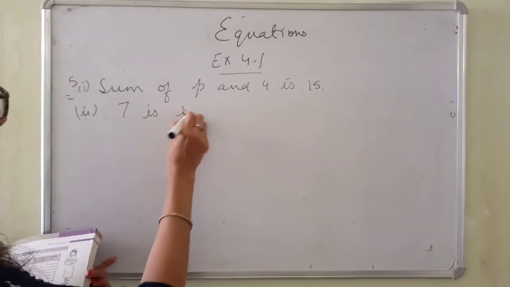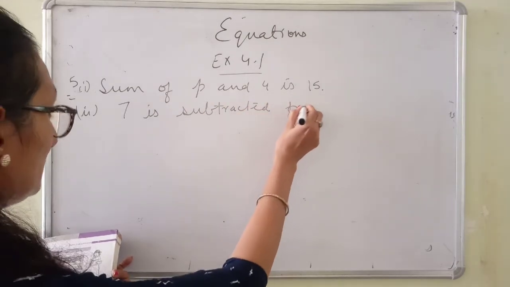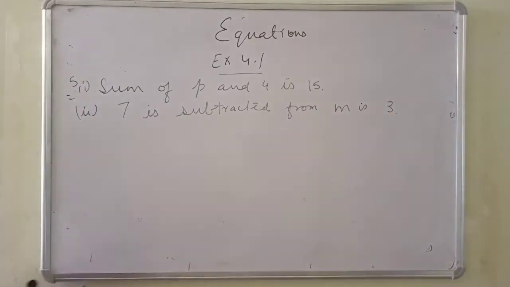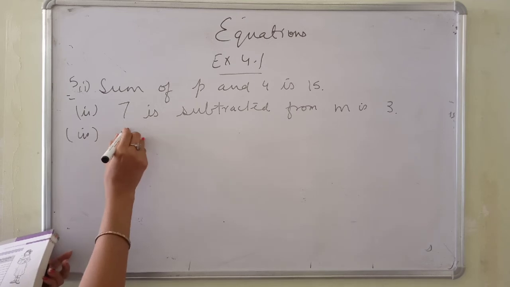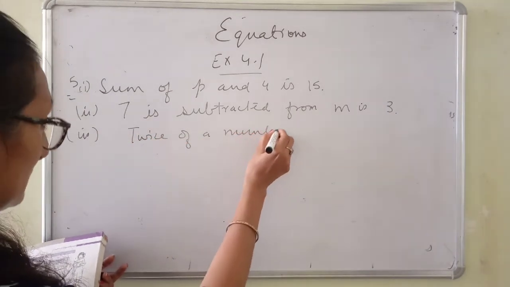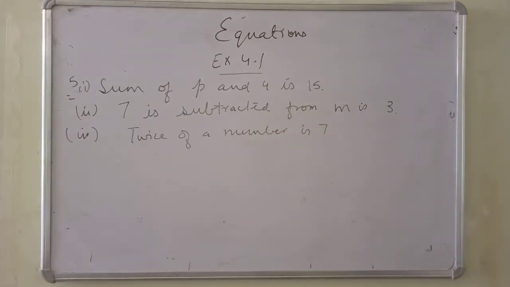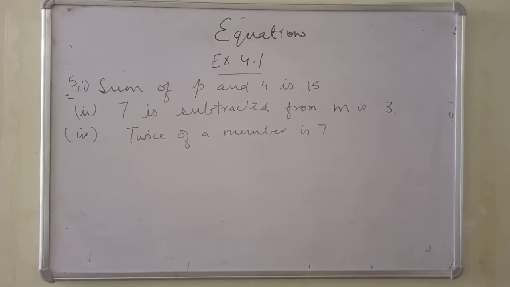7 is subtracted from m is 3. Third is 2m is equal to 7. So very easy. Twice a number is 7. Or we can write double of a number is 7. Or we can write 2 times of a number is 7. So there are so many ways to write the same answer. एक ही आंसर को लिखने के लिए हमारे पास बहुत से तरीके हैं.